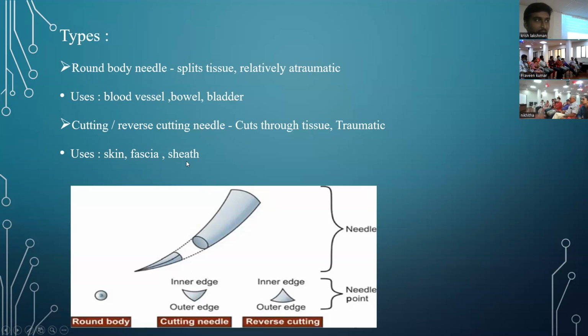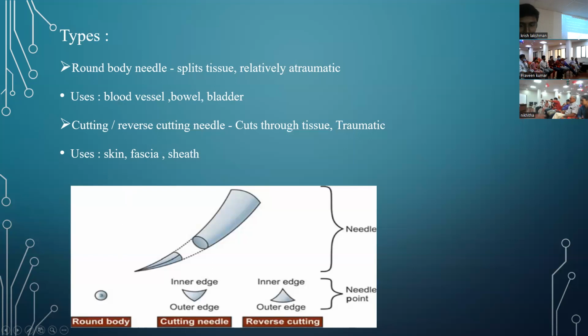We have another slide on cutting and reverse cutting only. In general, if you have a needle like this, if the sharp edge is on my palm side, the triangular point is called cutting. If it's on the other side, it's called reverse cutting. In this image down here, wherever they have written cutting needle and reverse cutting, in that red highlight, that is the skin edge.